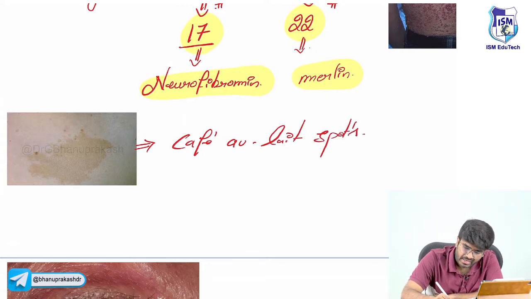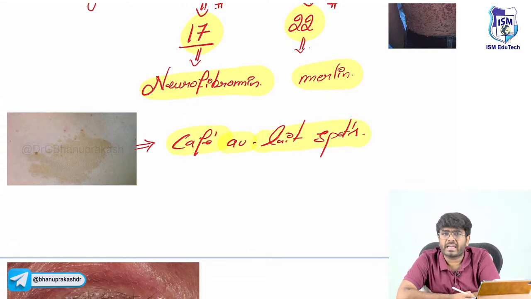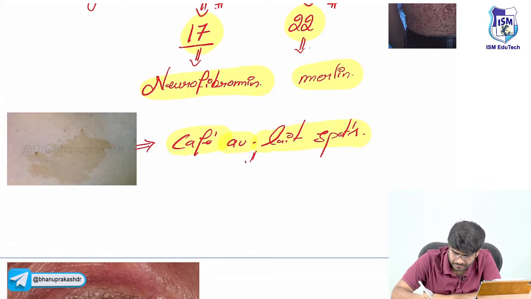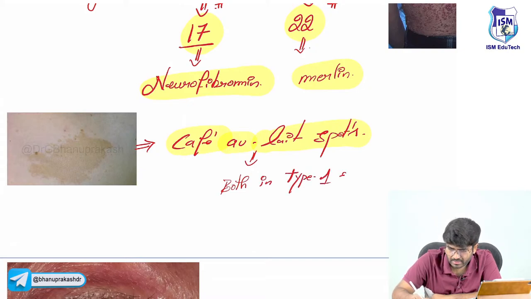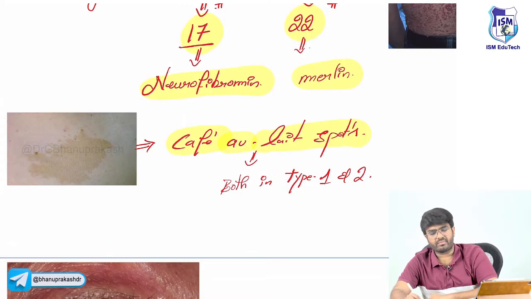Okay, these café au lait spots are seen in which one, type 1 neurofibromatosis or type 2 neurofibromatosis? It is seen in both, in type 1 and type 2.